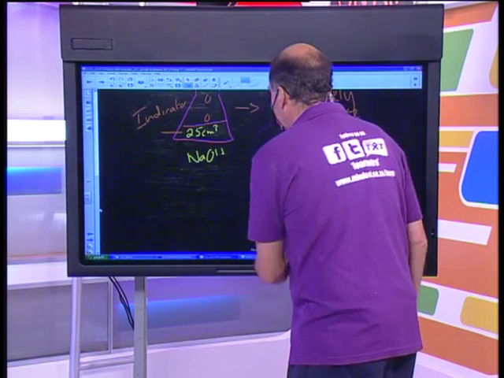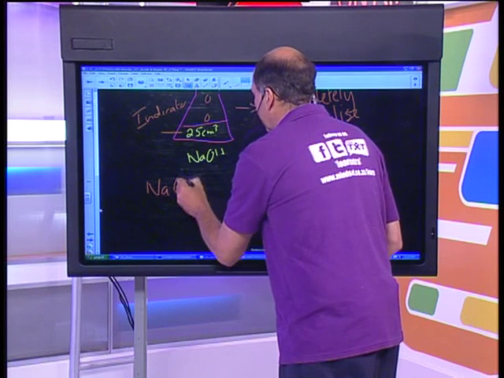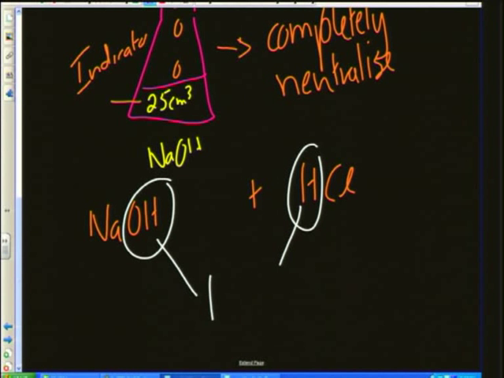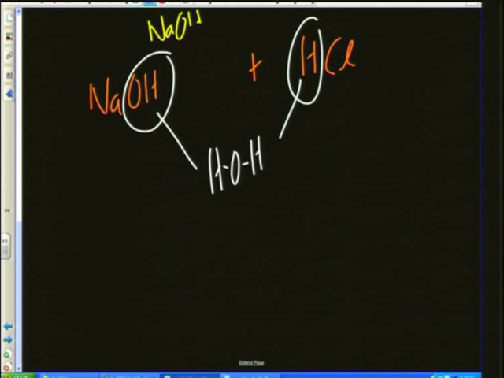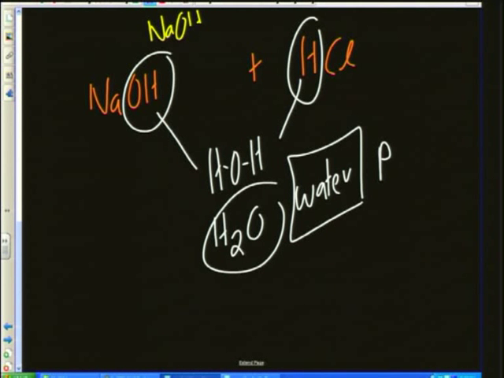So what we're going to say is, look, if we take sodium hydroxide and we take hydrochloric acid, what's going to happen is we want one of those to match up with one of those, and that's going to form HOH. And what's HOH? Any idea? Well, look, it's another way of writing H2O, which is water. So we know water is neutral. It has a pH equal to 7, and it is neutral.